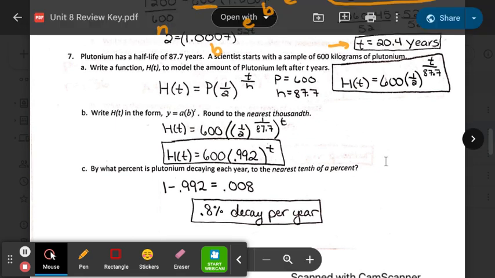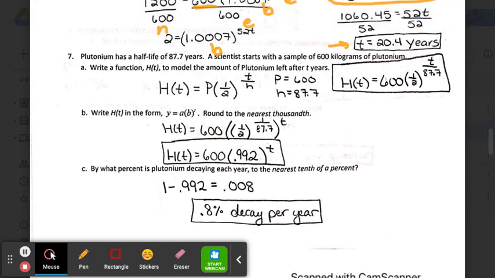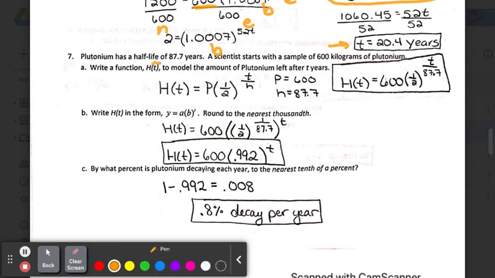Alrighty, plutonium has a half-life of 87.7 years, in case you wanted to know. A scientist starts with a sample of 600 kilograms of plutonium. So that's your p-value. Write a function to model the amount of plutonium after t years. So here's your half-life, 87.7. Your p is 600. And that's all they give you. So we have, write a function. Oh, here it is. P times 1/2 to the T over H, T over 87.7.